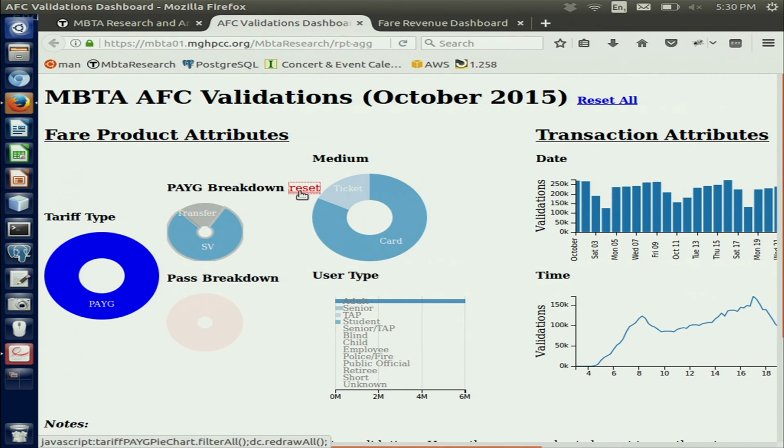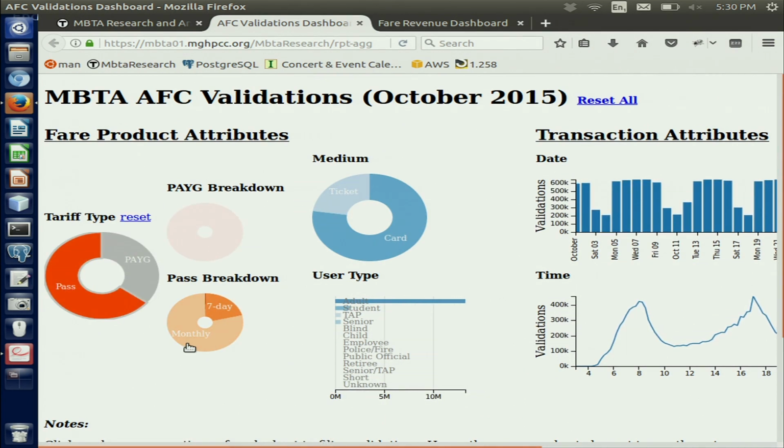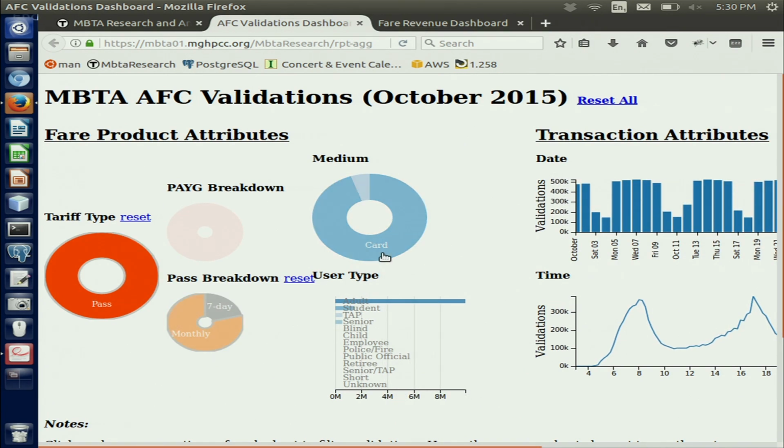If you want to look at passes, for example, we could then say passes and monthly passes in particular. You see that most of those are cards and not tickets. Makes sense. Higher number of students than we saw before, etc. So you can really play with this and understand how the market segments itself with these different fare products that people are purchasing based on the fare policy.